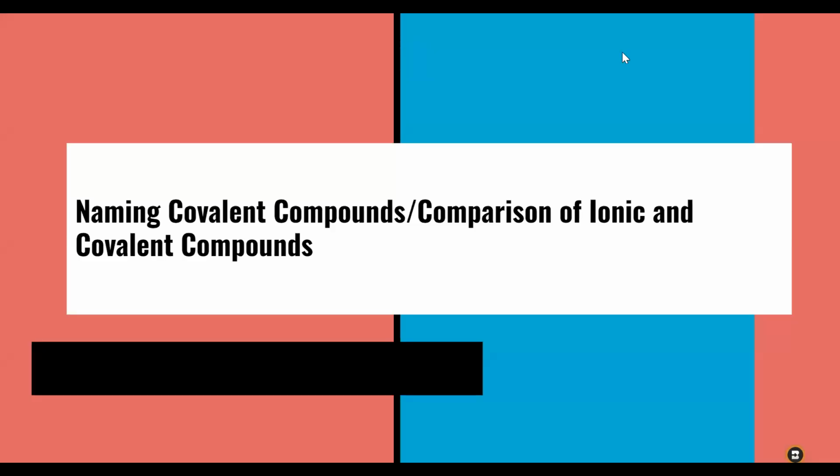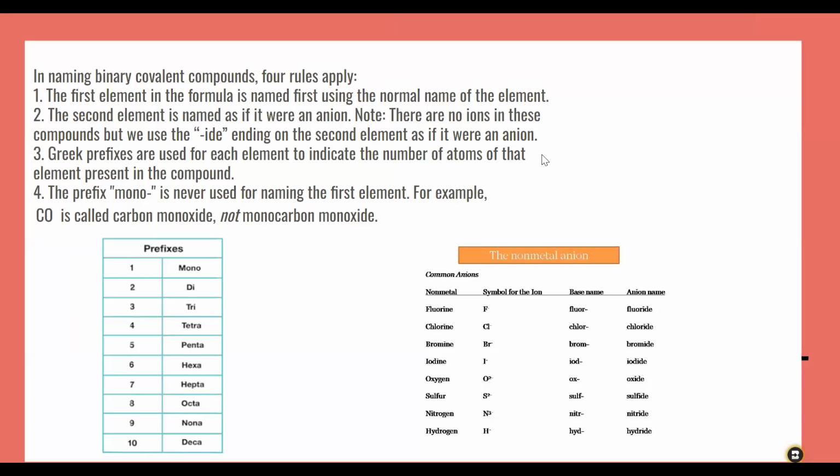The topic today is naming covalent compounds and the comparison of ionic and covalent compounds. In naming binary covalent compounds, there are 4 rules we must follow. But before we continue, I'd like you to take a picture of the prefixes and the common anions. Take a picture of this because you need it.